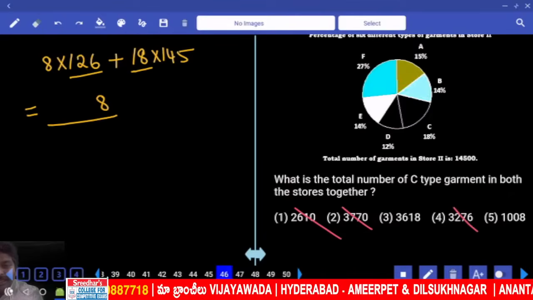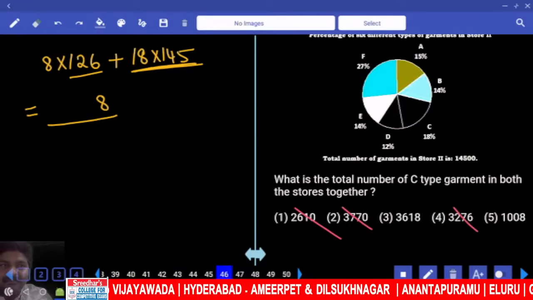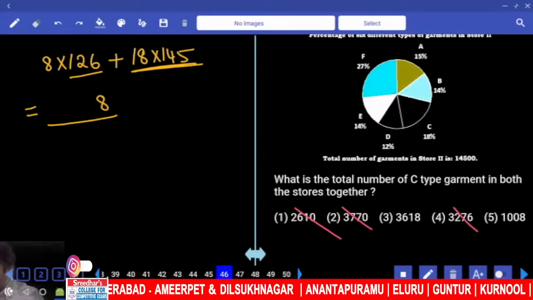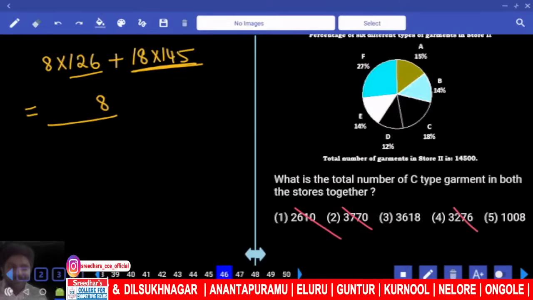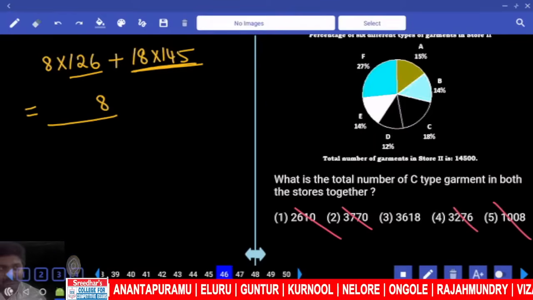Now 18 times of 145. What is 10 times of 145? 1450. Only 10 times, even if you consider, it is 1450. But fifth option is 1008, right? Can this be your answer? No way. Far more than that number.